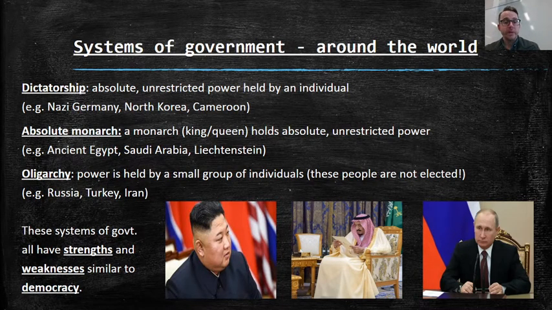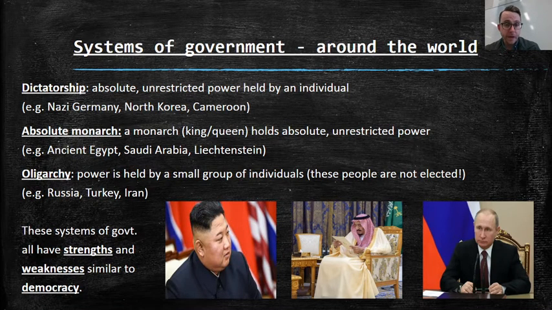So examples of that in past history, Nazi Germany, look at Adolf Hitler. That was a dictatorship. He had all the power in that country. That one man could do whatever he wanted. North Korea, we've got my boy down here, Kim Jong. North Korea is a dictatorship. Kim Jong is the supreme leader of North Korea, and he has absolute unrestricted power. No one can stop him. He does whatever he wants.